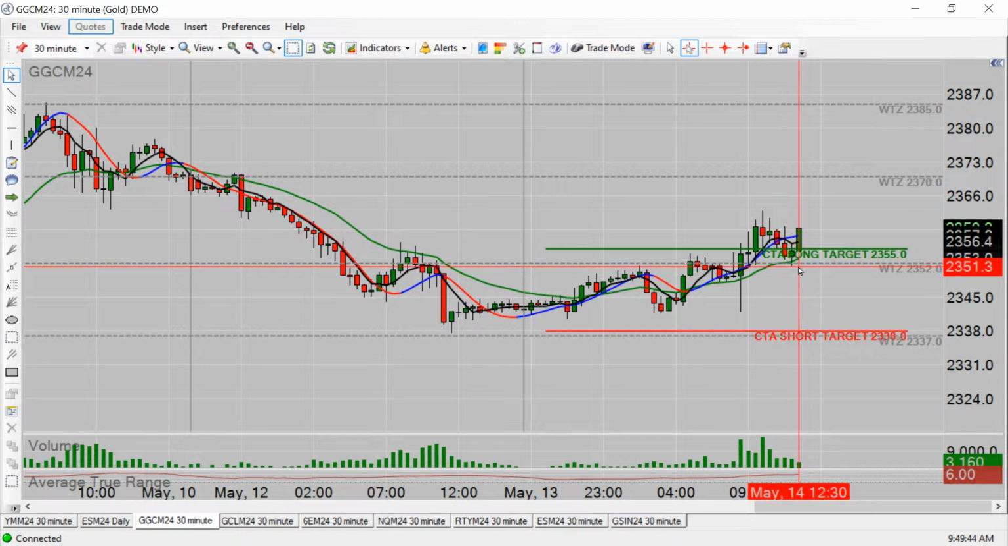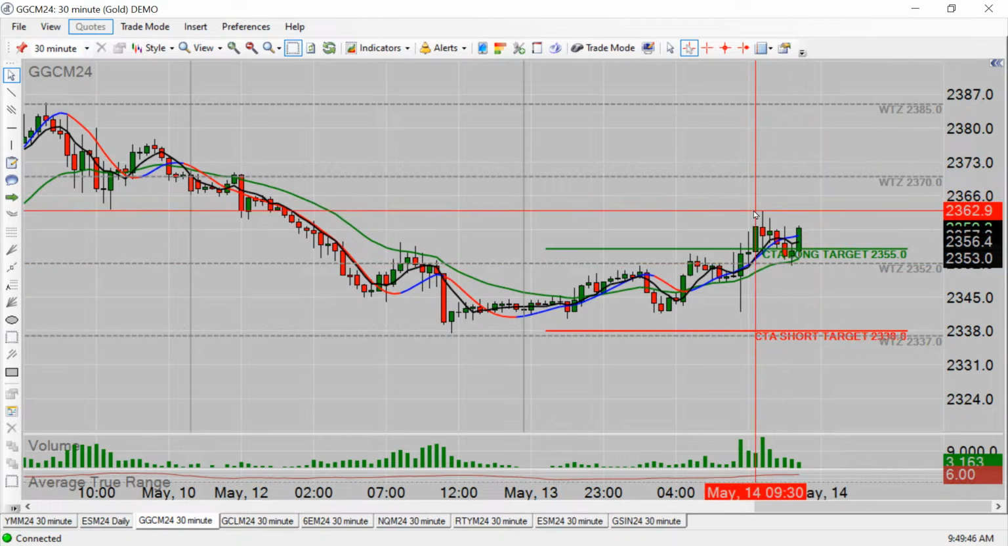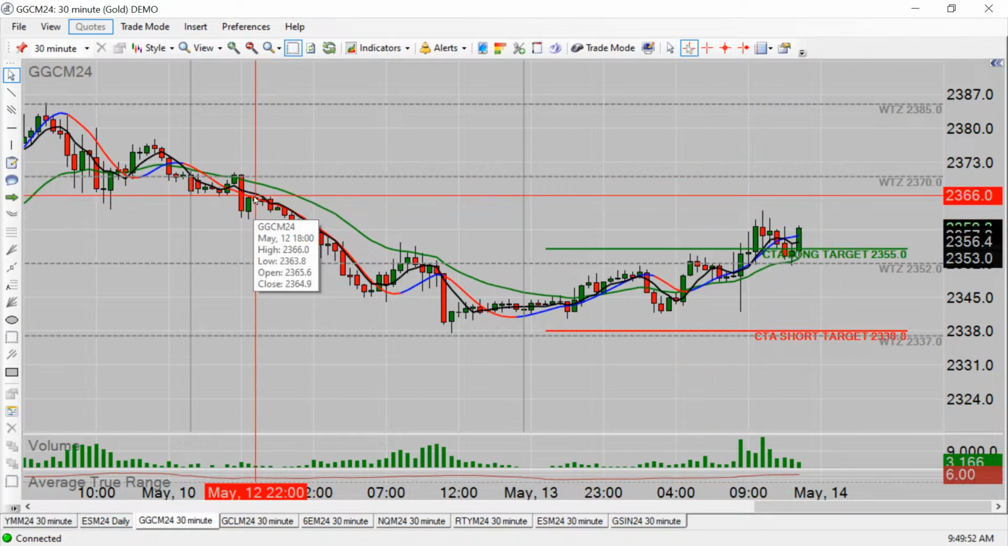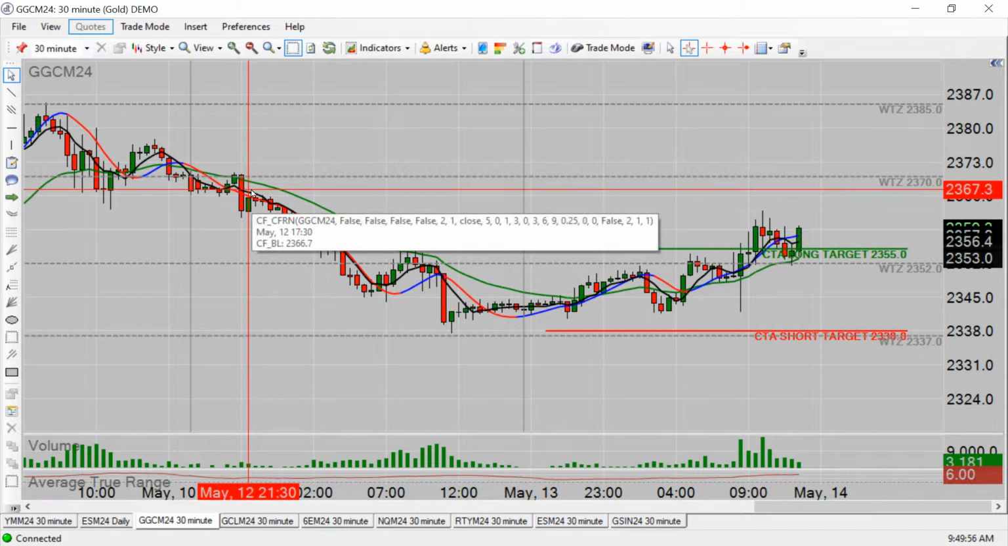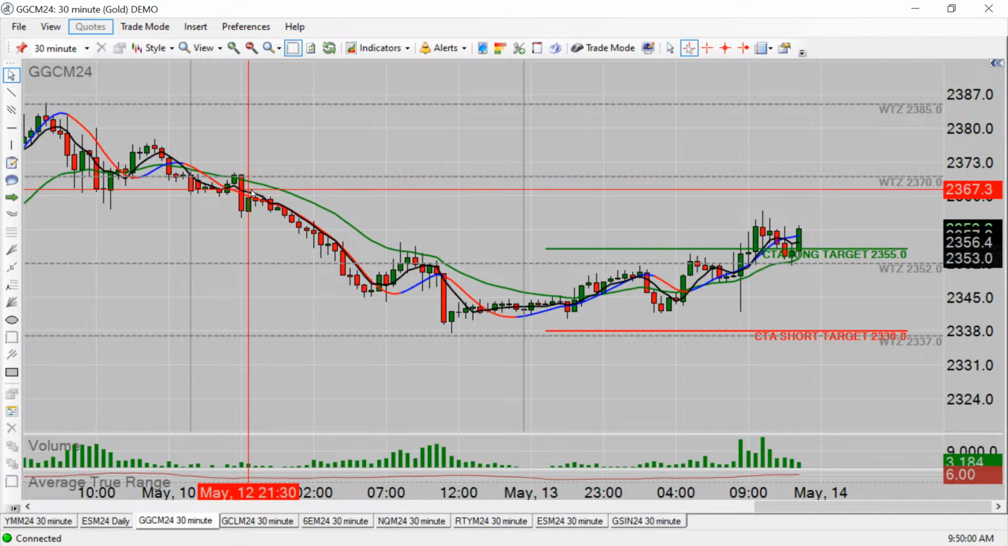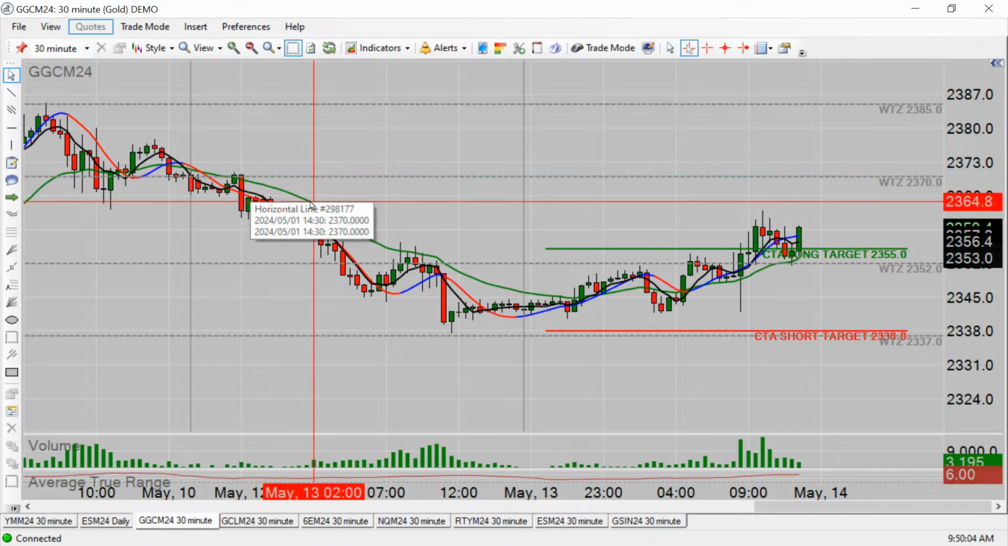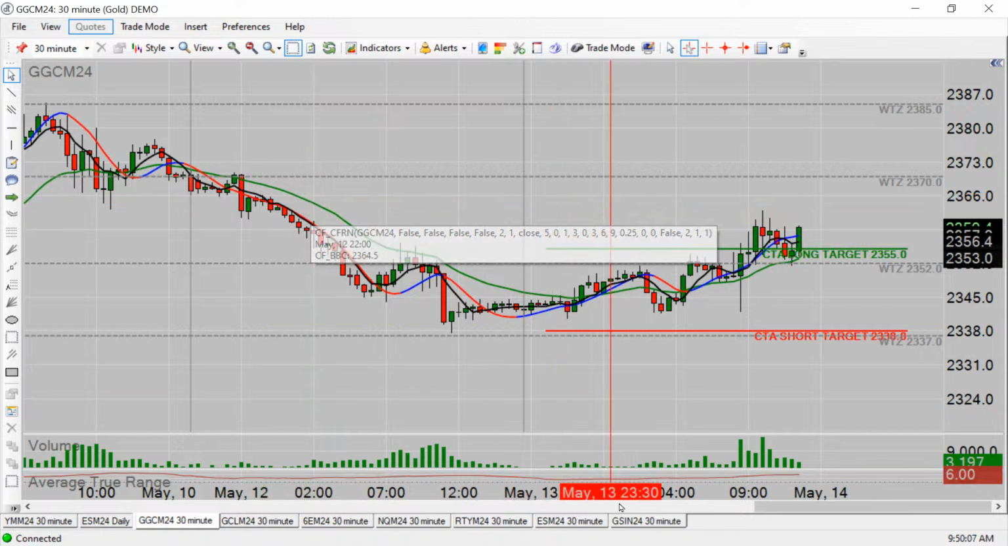Support times 2. If we can take out this high right here, be aware of this high right here from yesterday. Let price get up to about 2368 and trade it up to 2370. That would be $200 per contract traded.